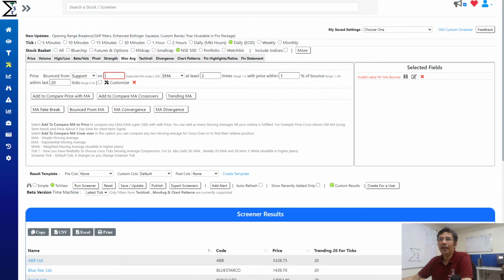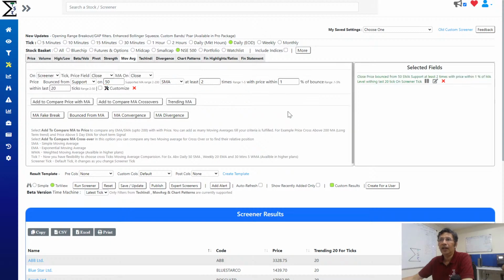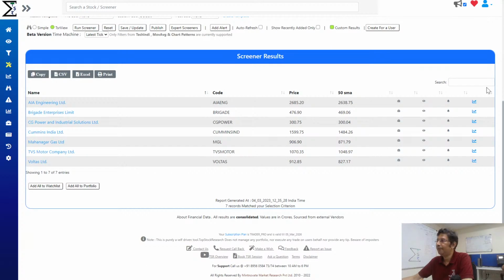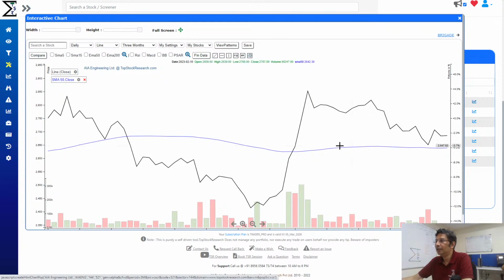For example, if you are looking for moving average support on a 50 tick on an NSE 500 stock on daily tick, what you can do is just say 50, and there are certain fine tunings required here. How many times the bounce back has happened, within what percentage the bounce has happened, and within the last how many ticks. You can go all the way back up to 50 ticks.